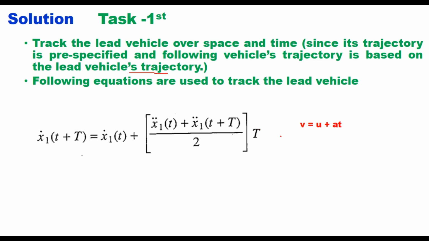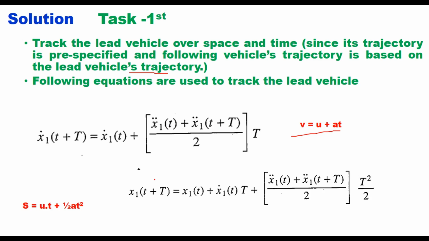Now this equation is the same as v is equal to u plus at. Here a is taken as the average of two accelerations, acceleration at time t and acceleration at time t plus T. And if you want to find the distance of the vehicle, it is given by this equation: x1 at t plus T is equal to the initial distance plus speed into T plus the average of acceleration into T square by 2. This equation is the same as the equation of motion, s is equal to ut plus half at square. The only difference is that here the initial distance is also added.